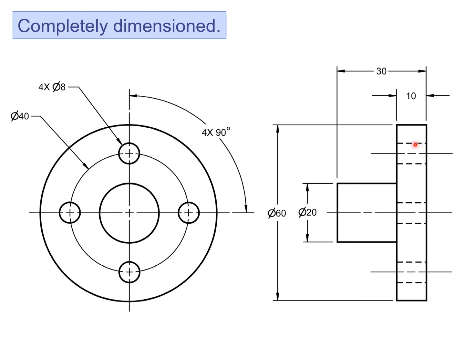Okay, and again, avoid dimensioning hidden features. Notice we're not dimensioning the hidden features here, which represent the holes. We do it in the view where it's shown as physical items. Next slide.